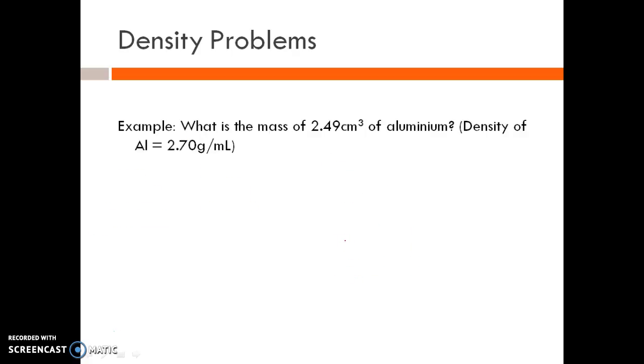Let's try another density problem where we're solving for mass. What is the mass of 2.49 cubic centimeters of aluminum? So my first job is to make sure that I write out my knowns. So my density I know for aluminum is 2.70 grams per milliliter. My mass is what I'm looking for, and my volume is 2.49 cubic centimeters, and that's the same thing as milliliters. So my next job is number 2, to write out my equation.